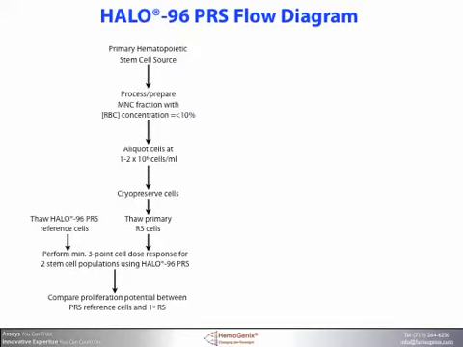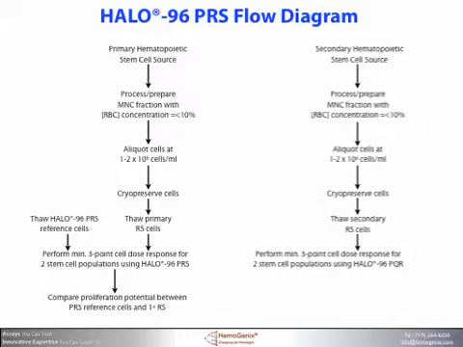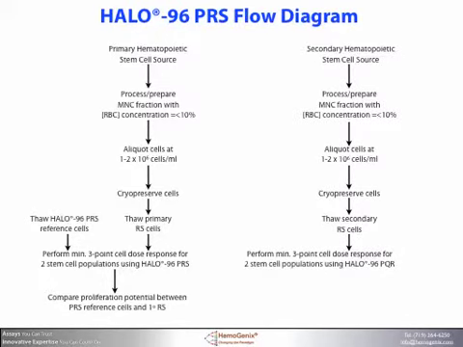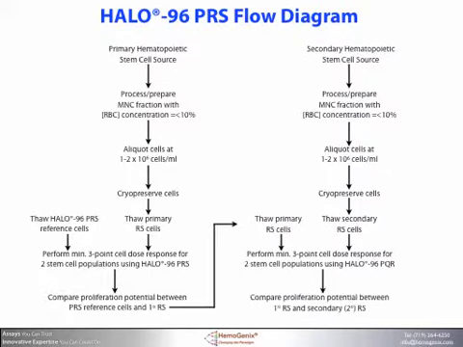After the first primary reference standard has been established, prepare a second batch of reference standard cells in exactly the same manner. The HALO-96 PRS assay kit usually only needs to be used once, because in establishing the second reference standard, an aliquot of the primary reference standard, or the in-house primary reference standard, is now used to establish that secondary reference standard using the HALO-96 PQR assay.